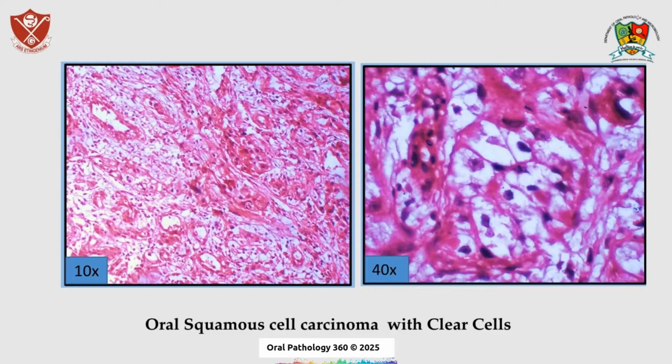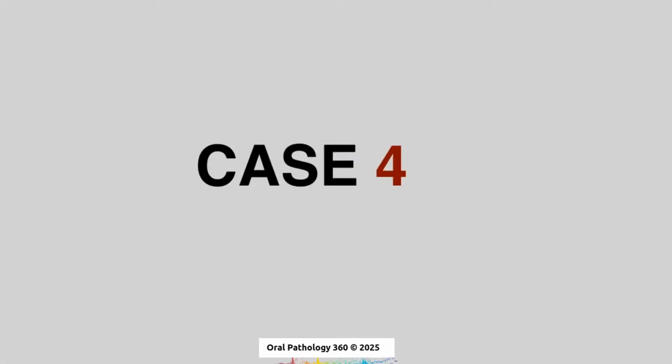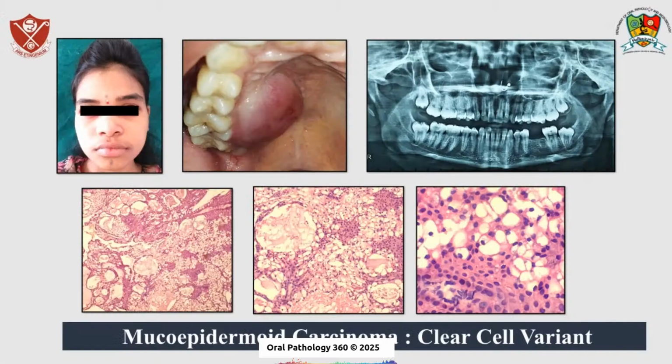Now, these clear cells in squamous cell carcinoma could be because of glycogen, or because of lipid accumulation. They are usually PAS positive and PAS diastase negative. With this, we move on to the 4th case, just taking one more case to know where all you can see the clear cells.